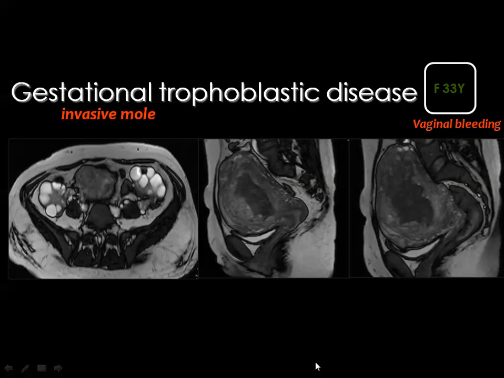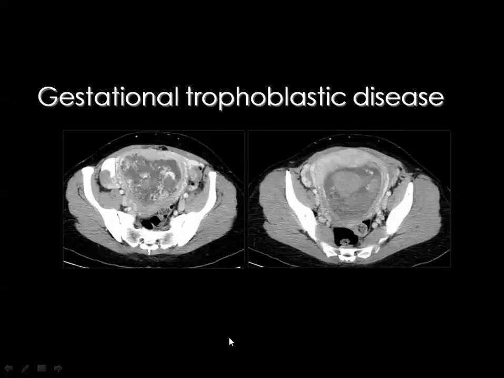Then this is a female patient, 33 years old, with vaginal bleeding, and the uterus is very big. The endometrial cavity is distended. There is a regular endometrial myometrial interface, and you see the ovaries are studded by multiple sizable cystic lesions. This is also a trophoblastic disease.